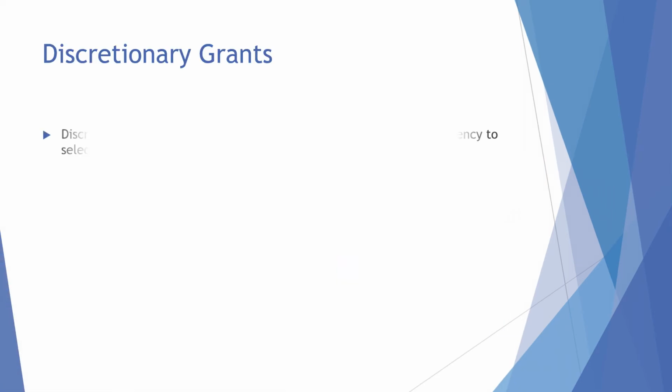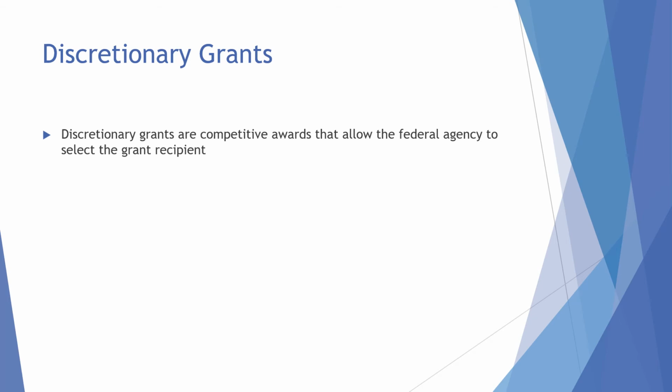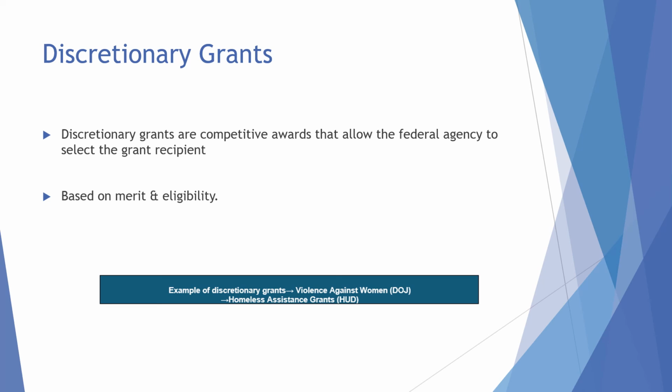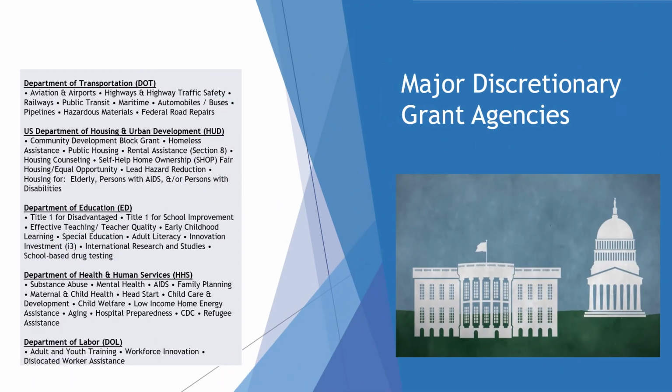We are now going to discuss discretionary grants. They are much different than mandatory grants in the fact that they are competitive awards that allow the federal agency to select the grant recipient. This is based on merit and eligibility. An example of a discretionary grant would be the Violence Against Women or Homeless Assistance Grant. There are several major discretionary grant agencies through the federal government. Please take about 30 seconds to review examples of their focus areas.